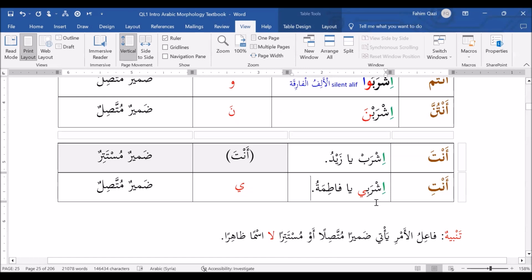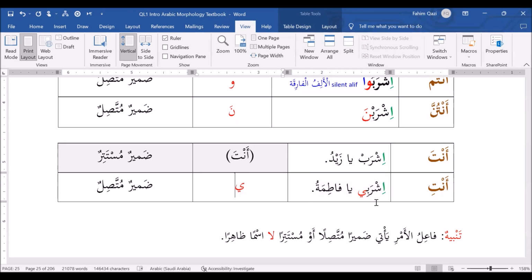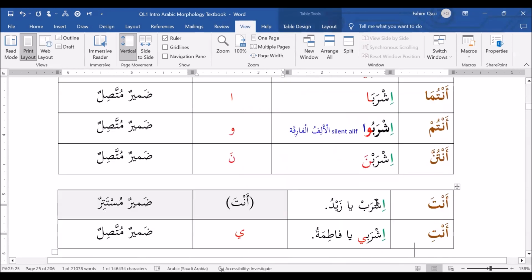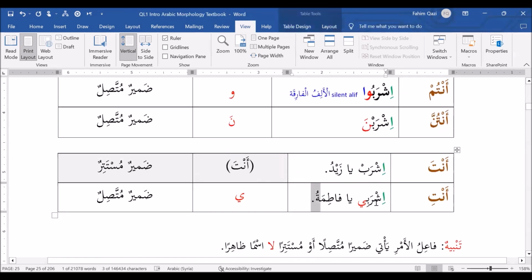And similarly, if you say ishrabi ya Fatima, the fa'il is still ya. So it's just like here, ishrabi ya, the same thing here. Fatima is not the fa'il. Be careful. It's a common mistake. Fatima is the vocative. The person you're calling is just the person you're calling. It's not the fa'il. The fa'il is still the ya and lamir muttasil. Okay? It's very important to distinguish that.